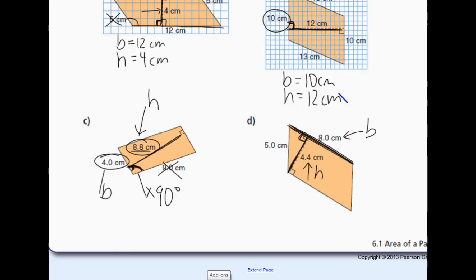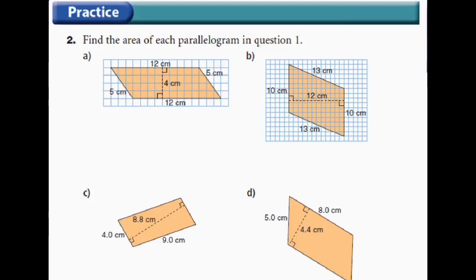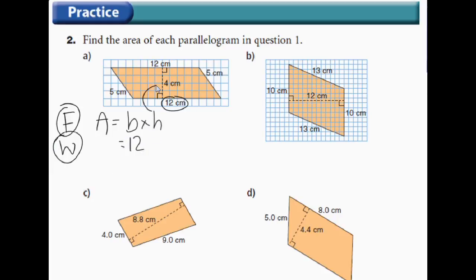Now the next question is going to ask us, let's go on to number 2 now, the area of each of those parallelograms. Well, we're going to write the formula down first, the F part, and it is base times height, and then our work showing that we are replacing B with 12, and we are replacing H with 4. So instead of B times H, we have 12 times 4. And our answer to complete our FOIS will be 48, but we are missing our units, so we need centimeters squared.